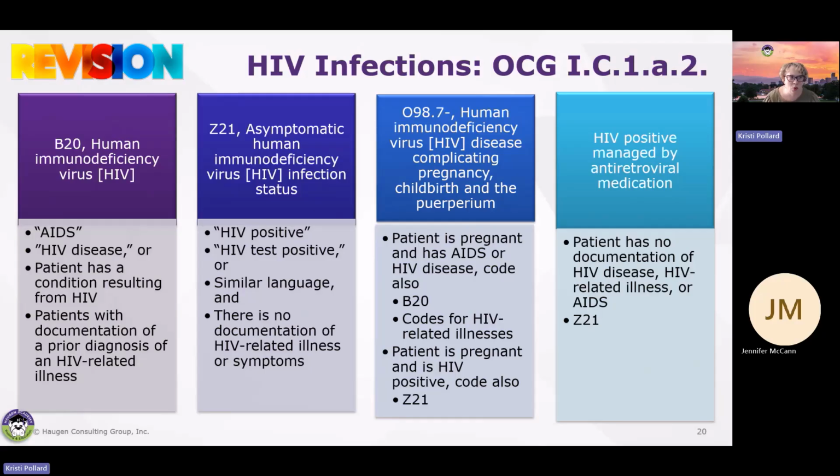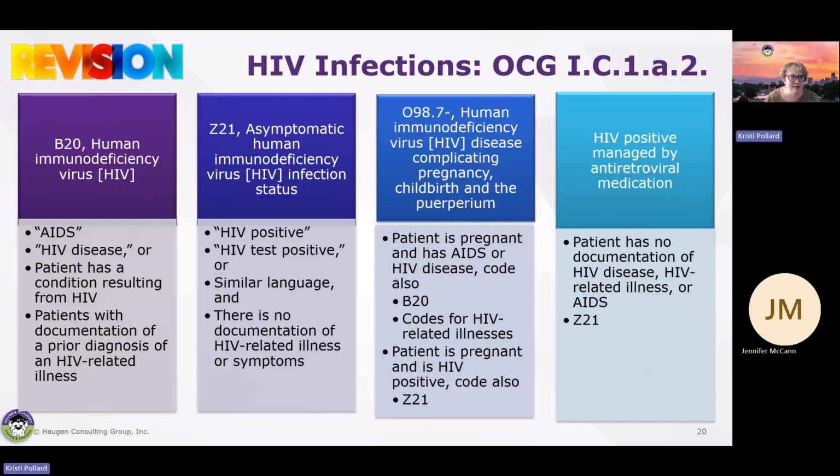So code B20 is the code that is used when the patient has AIDS, which a lot of times we don't see documented. I think that the terminology has evolved over the years, and we tend to see HIV disease or HIV infection rather than AIDS. But just know that if they have had HIV disease, or they present with a condition resulting from HIV, or have documentation of a prior diagnosis of an HIV-related disease, you get code B20.